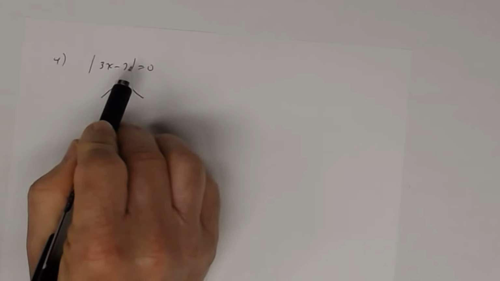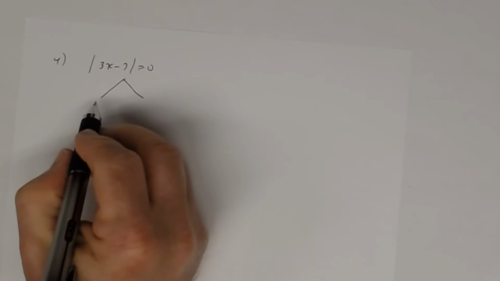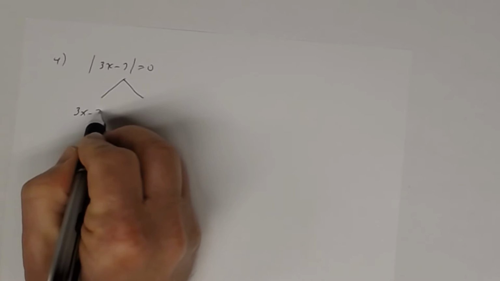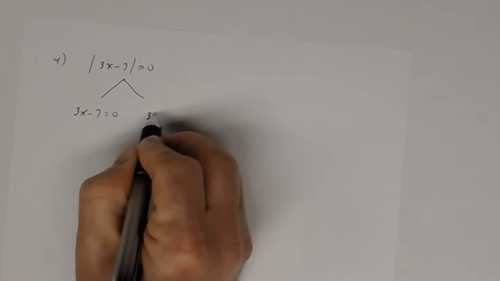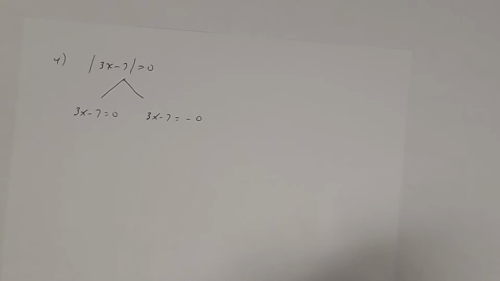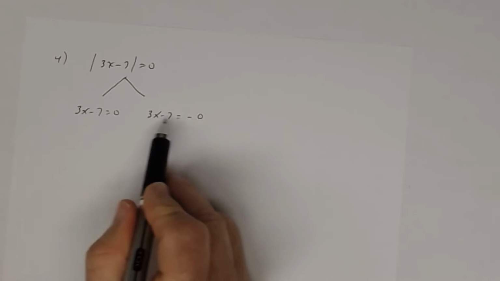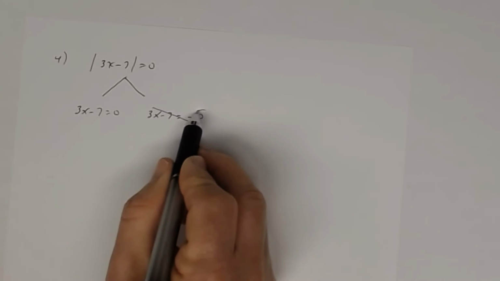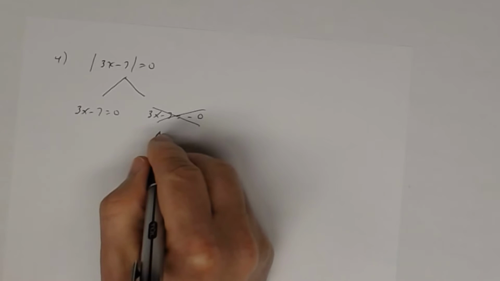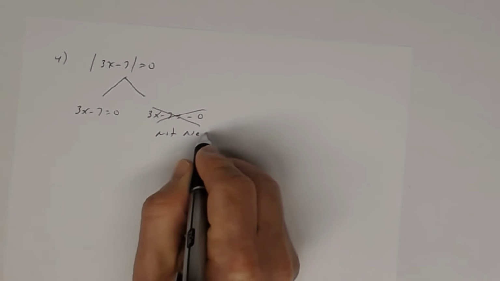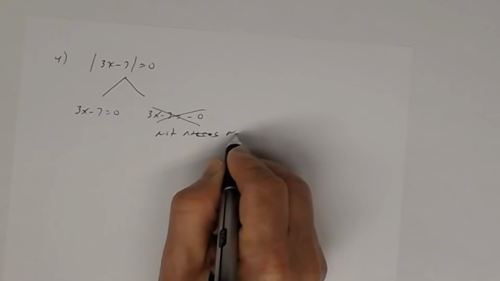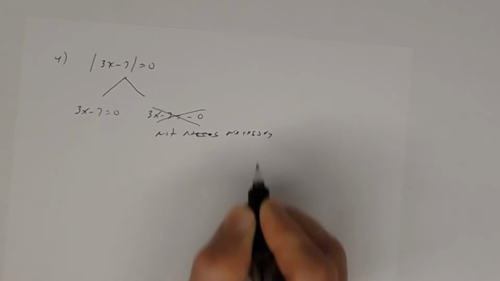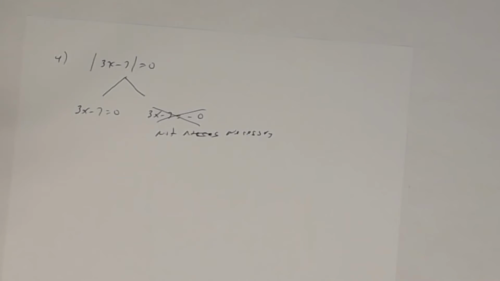So the absolute value expression's already by itself. And so I'm going to say 3x minus 7 is equal to 0. And then 3x minus 7 is equal to the opposite of 0, right? But isn't 0 and the opposite of 0 still 0? So this is redundant. That's not necessary.